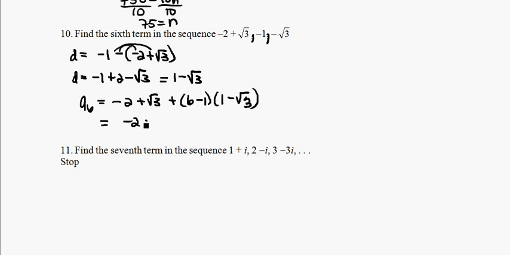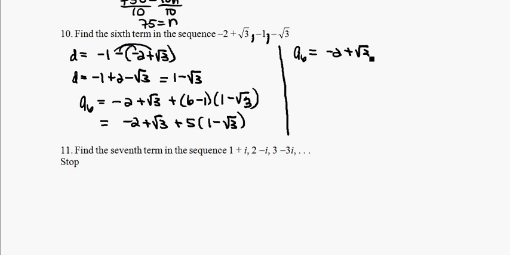I get negative 2 plus radical 3 plus 5 times 1 minus radical 3. Note I can't combine these 2 terms because they're not like. They both have to have a radical 3 in them. So moving over here, a sub 6 is negative 2 plus radical 3, I'm going to distribute the 5. So plus 5 minus 5 radical 3. So I get a sub 6 is equal to 3 minus 4 radical 3.